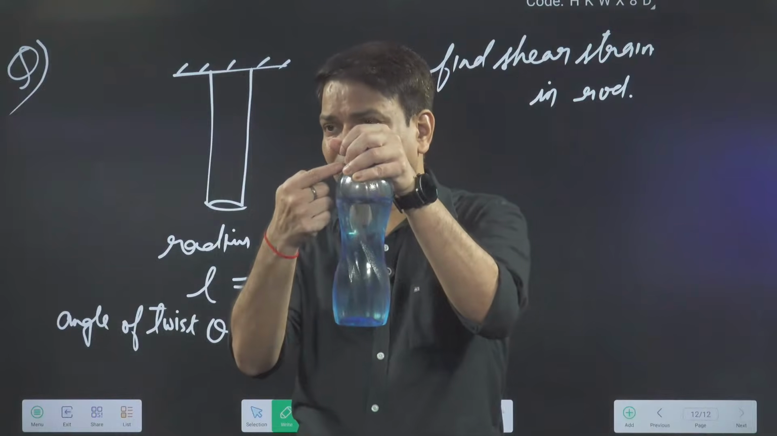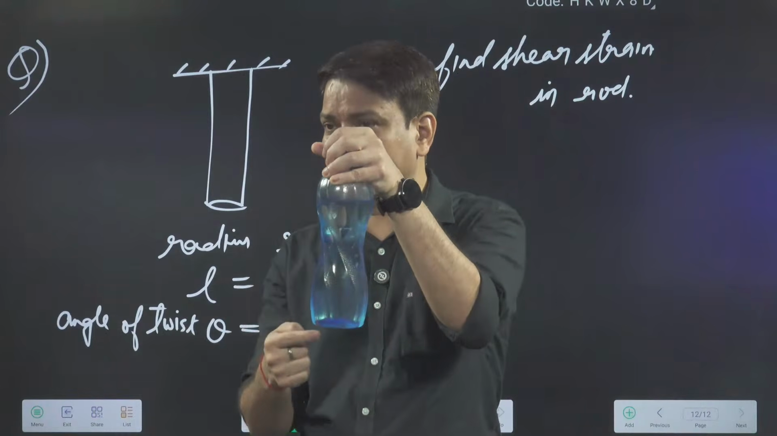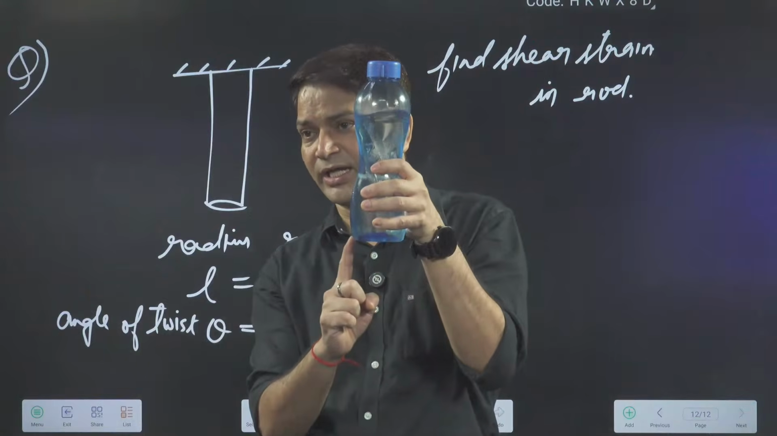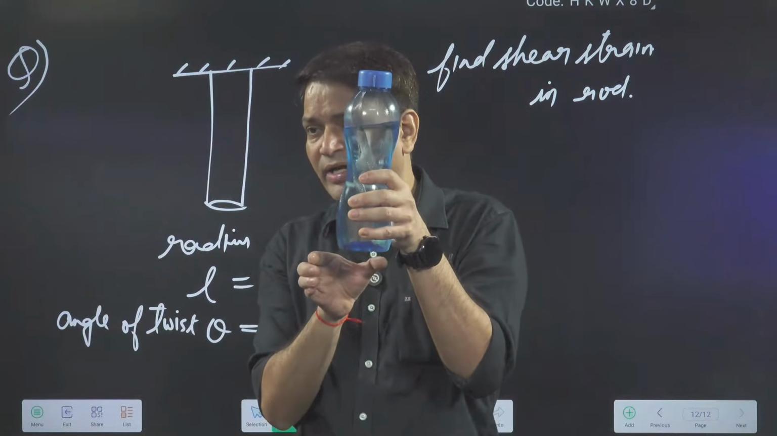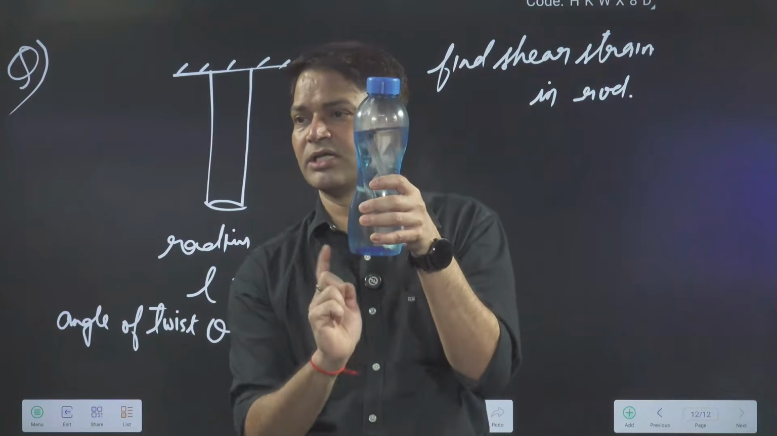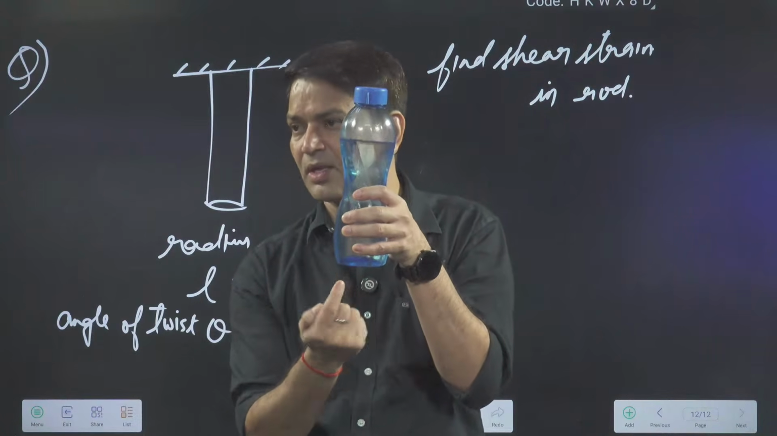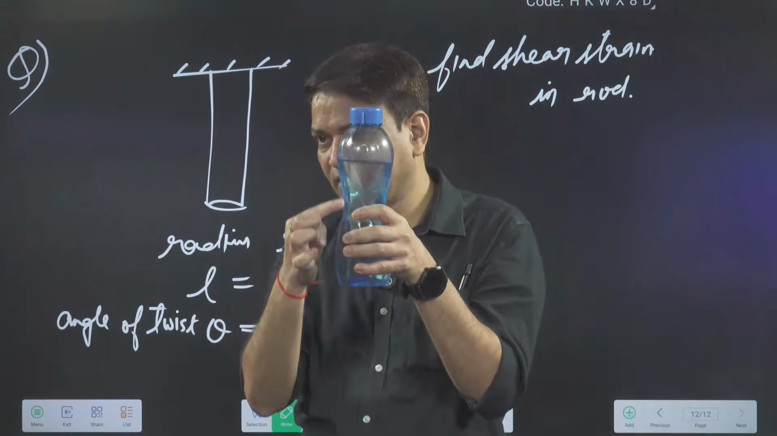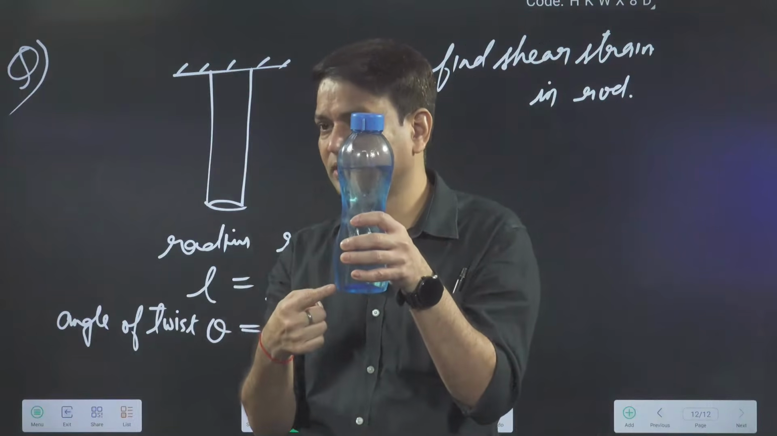So just imagine one line on the bottle, and when I twist it, what will happen? Suppose any point is on the base. When I twist it by an angle theta, that point will also get displaced by theta, or rotated by theta. Again, I'm repeating, if I twist at the bottom, just imagine one line on the cylinder like this.